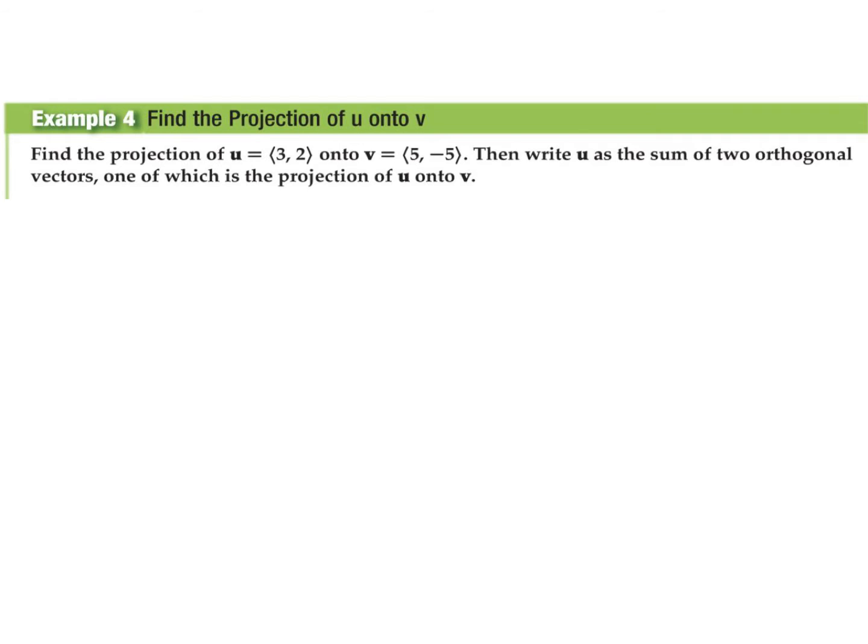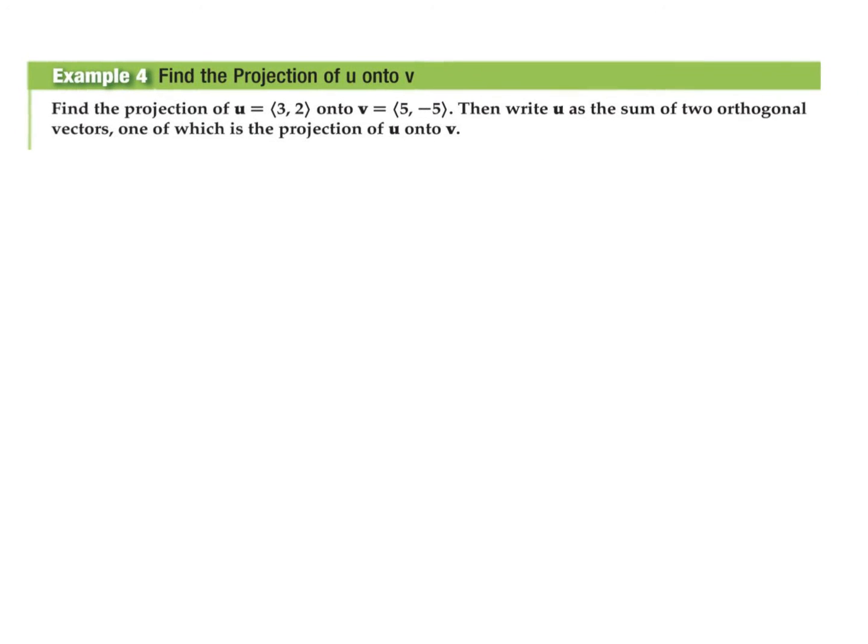Okay, here's our example that we're going to do. I think I do only have one example. So we need to find the projection of u, the vector, which is (3, 2), onto vector v, which is (5, -5). Then we need to write u as the sum of two vectors, and one of them is the projection of u onto v. So we will do that last.